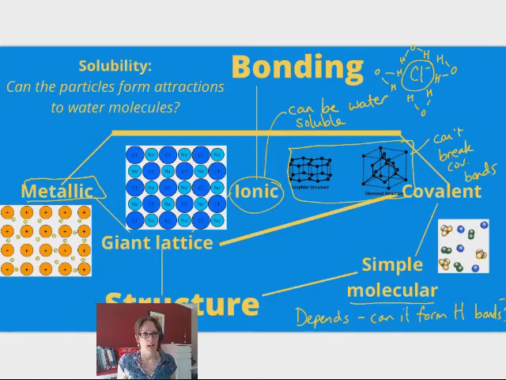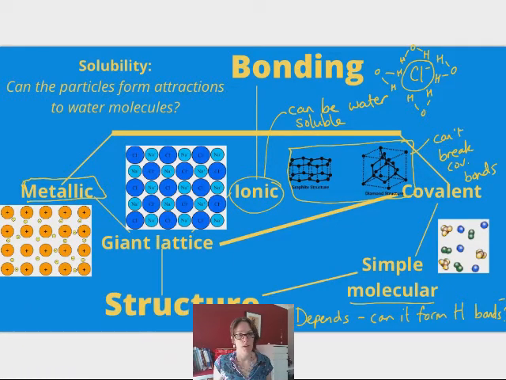And then metallic, you can't really consider metallic as being something that dissolves. As soon as you break the lattice of the metals up, you're going to end up with metal atoms that have to take their electrons back.